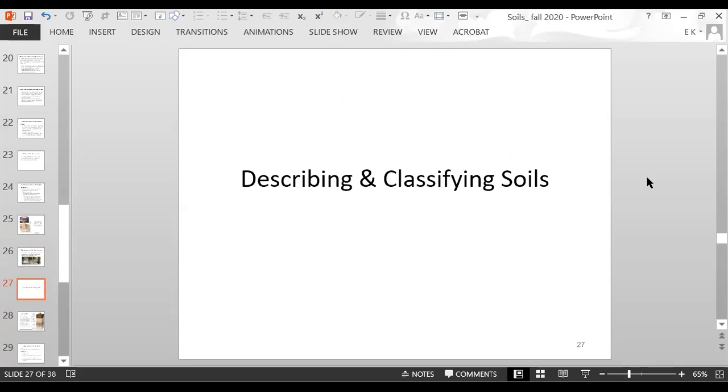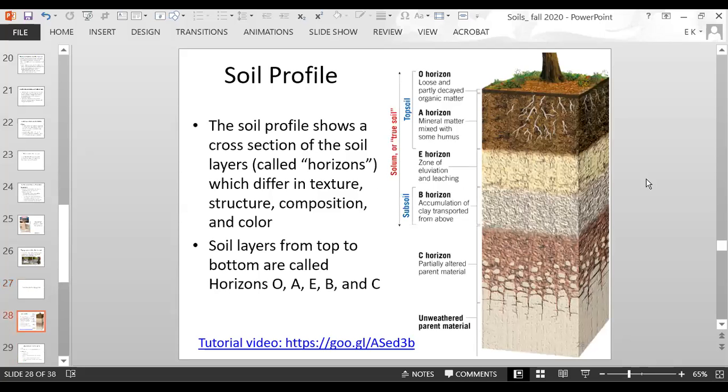So now we're going to talk about describing and classifying soils. We have something called a soil profile. The soil profile shows a cross-section of the soil layers. If you were to dig into the ground, you would see the soil profile. And the layers are called horizons. Horizons differ in texture, structure, composition, and color.